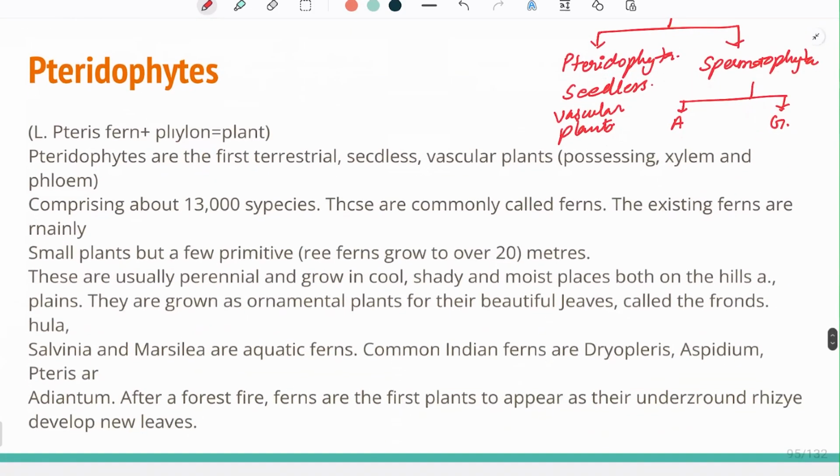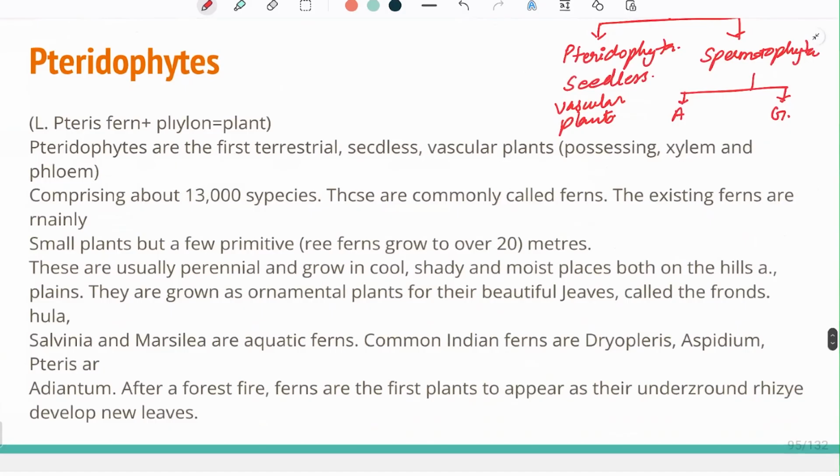Now we begin with pteridophytes. Pteridophyte is derived from a Latin word. We have seen that most of the other names are derived from Greek words, but pteridophyte is derived from Latin, which means pteris, the fern, and phyton is plant. The other name for pteridophytes is ferns. They are also called ferns.